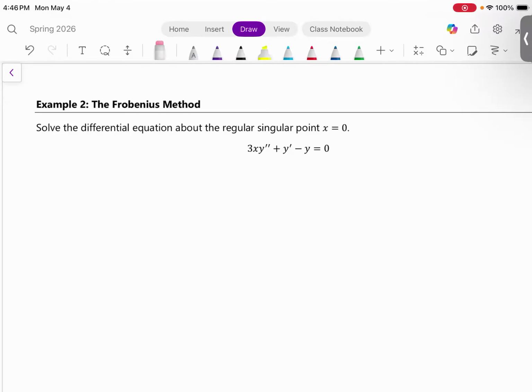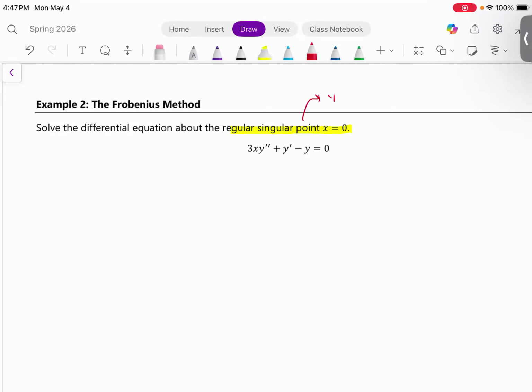And in this video, we're finally going to be able to solve a differential equation of second order using the method of Frobenius. So we are going to solve it about the regular singular point x equals 0. Okay, so when we're solving these singular points, we're just going to focus them around x equals 0. So what does that mean?